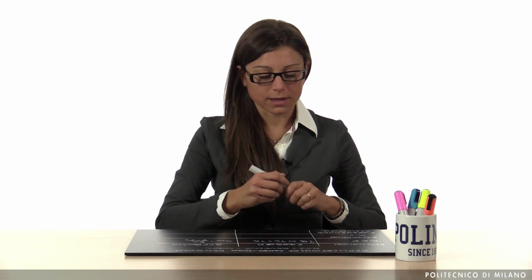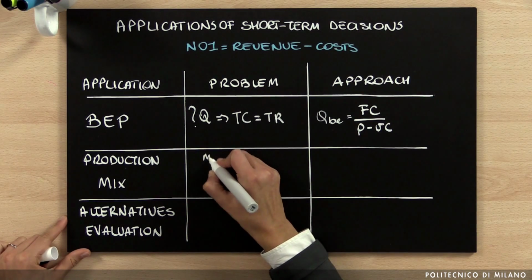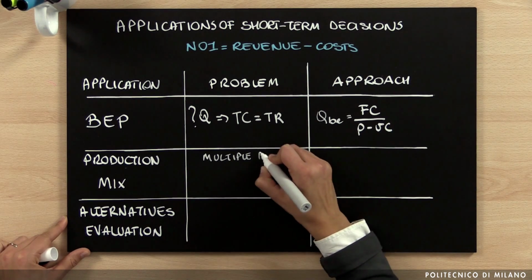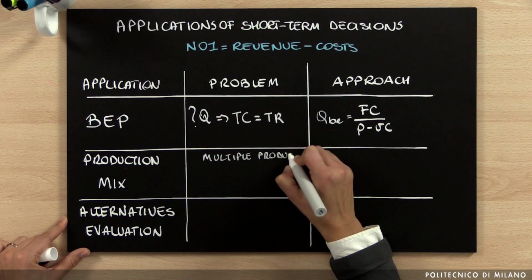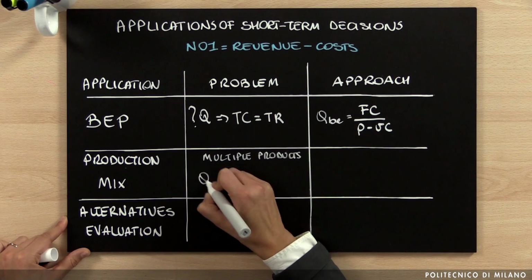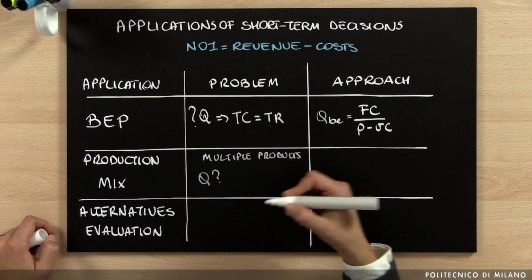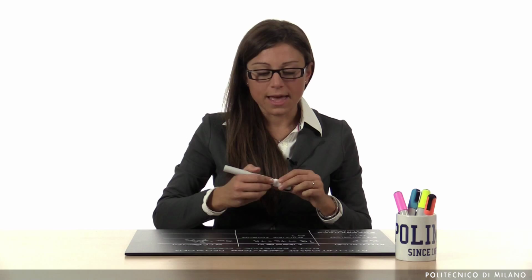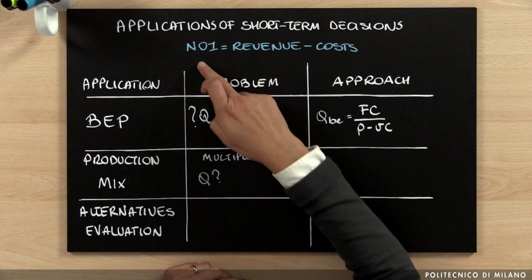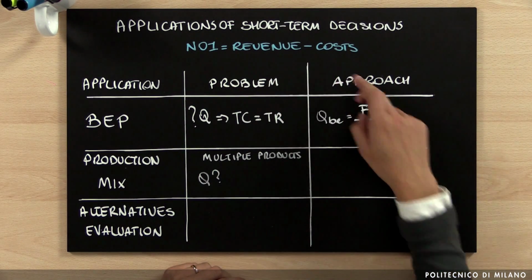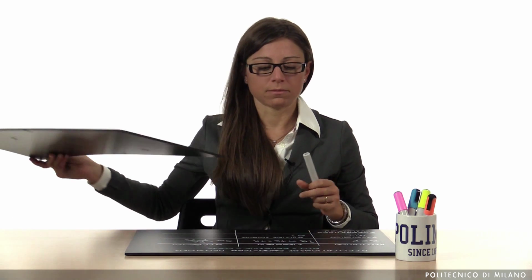So our problem is, given that we have multiple production, so multiple products, which is the quantity of each of the products that we need to realize? So what's the best mix of production? Again, in order to deal with this problem, we can apply our reference formula of short-term decisions, revenue minus costs. Let's see in detail how we can apply this formula.